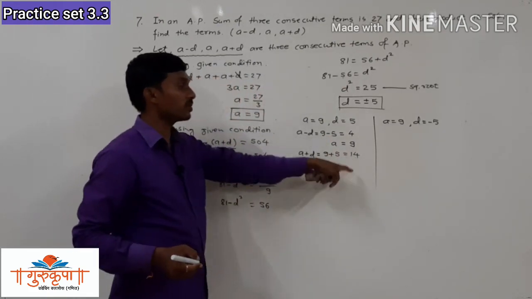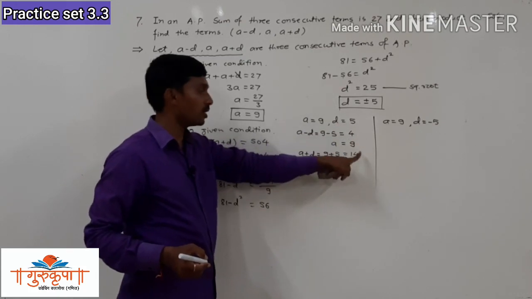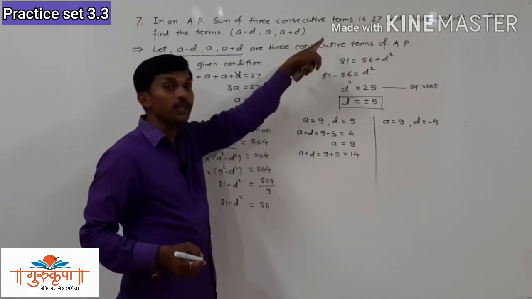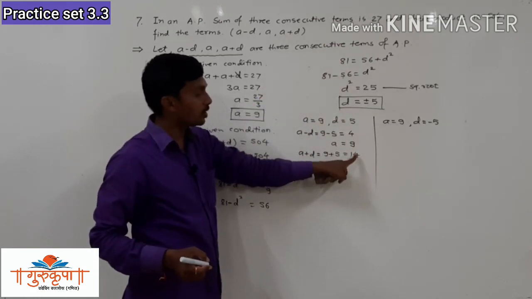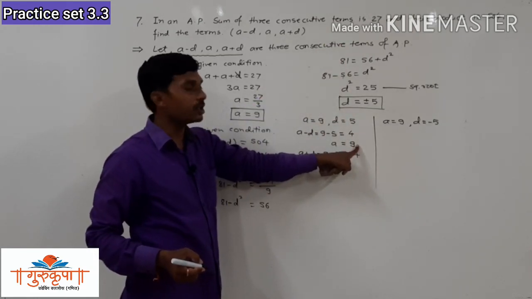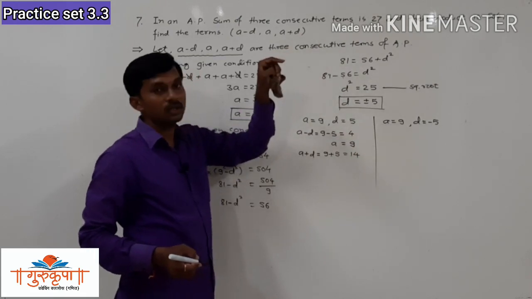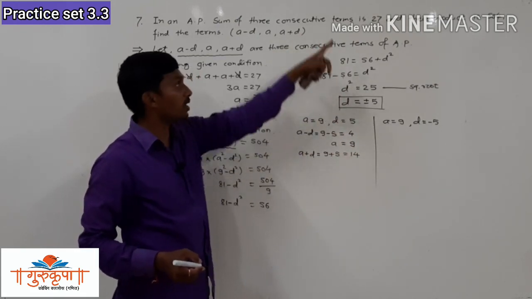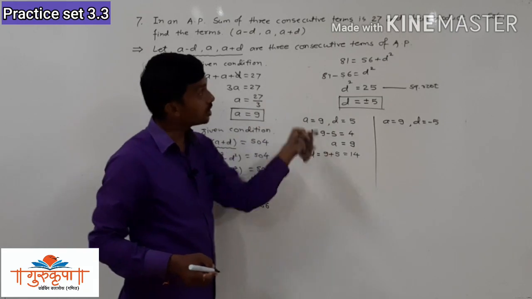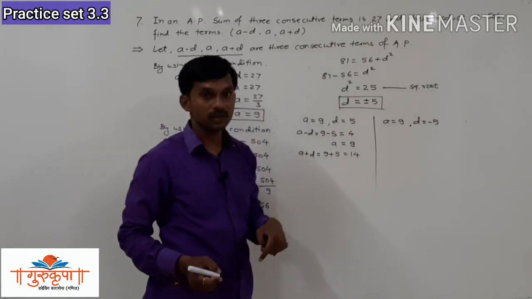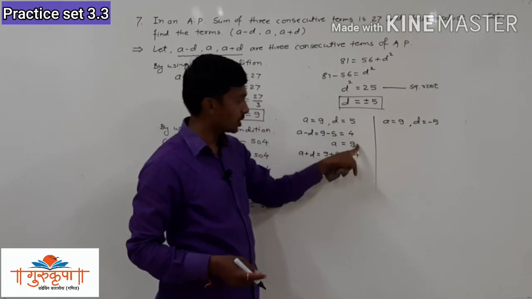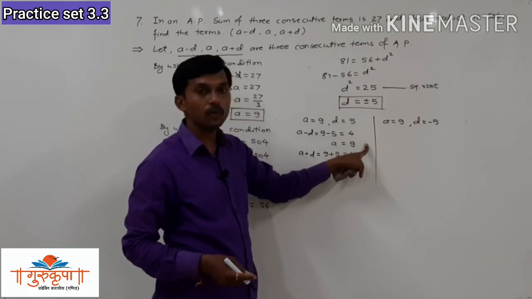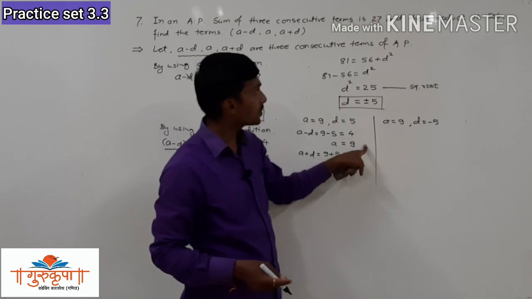So these are the three particular terms of that AP. Their sum is 27. Check once again: 14 plus 9 is 23, plus 4 is 27. The sum of the three consecutive terms of an AP is 27 and their product is 504. You can take the product on rough page. 4 nines are 36, 36 multiplied by 14.